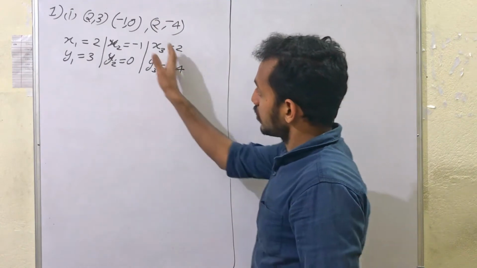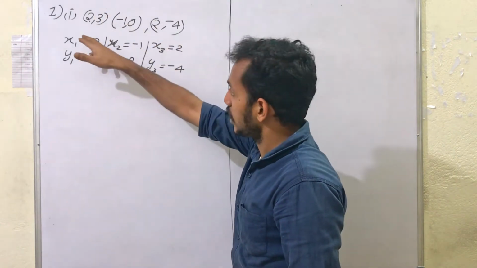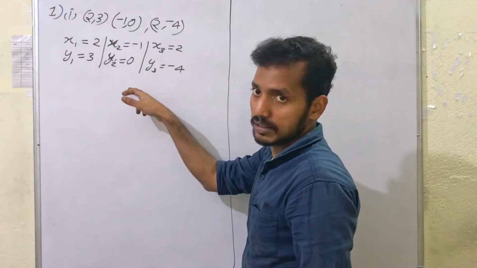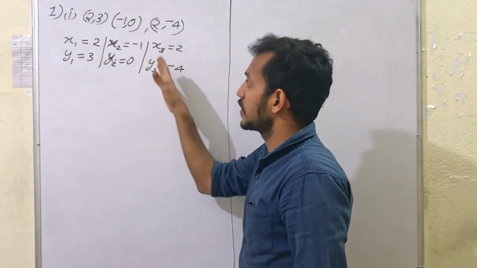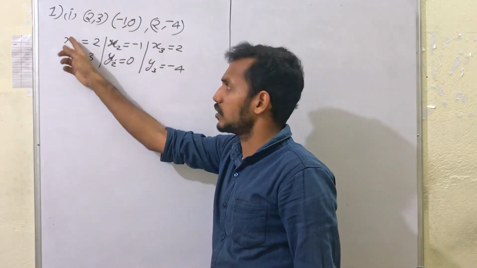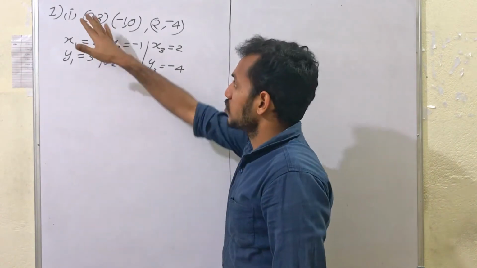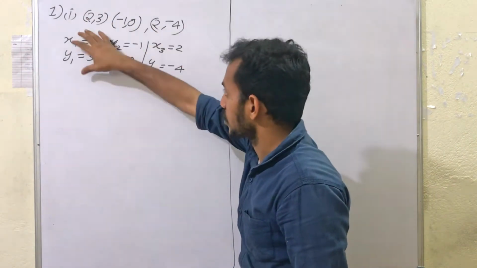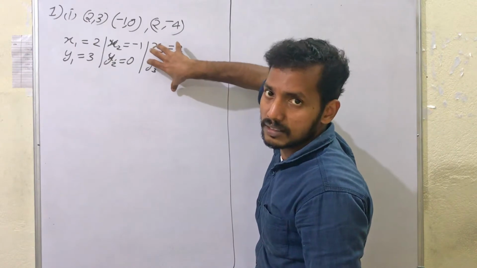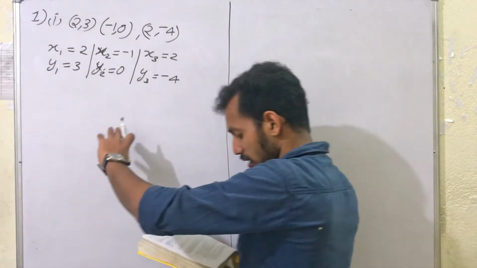Here, listen. Whenever you are getting more than 2 points, it's better to first write like this, so that the mistake can be avoided. In case of 2 points, you can directly write x1. You don't need to write like this. You can directly substitute in the formula. But in case of more than 2 points, it's better to first write the variables, then substitute, so that the calculation error can be avoided.